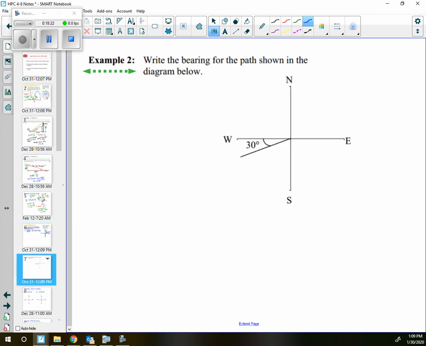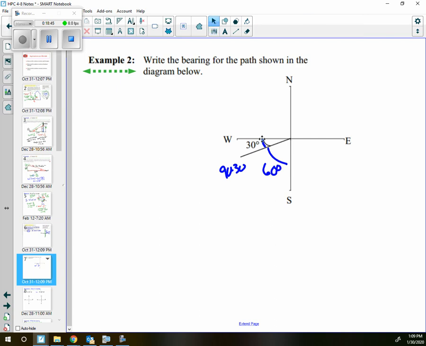All right, let's take a look at example 2. It says, write the bearing for the path shown in the diagram below. They can put the angle measurements wherever they want. This one is telling you how far it is from the east-west line, which is good information. What we need to know, though, is how far it is from the north-south line. If it's 30 degrees away from there, we need to do 90 minus 30 to figure out what it is here. So that's 60 degrees.